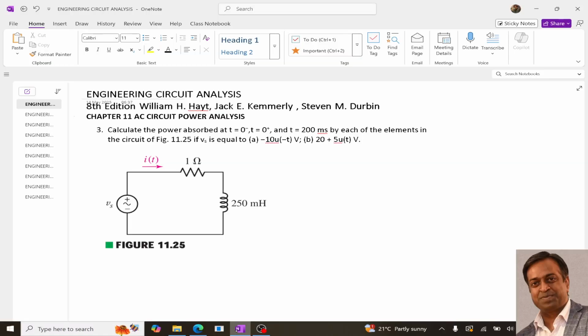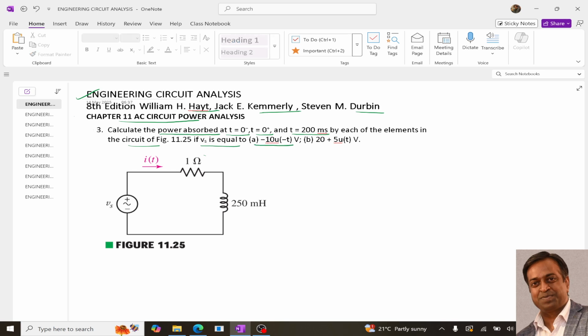Hello guys, in this video I am going to explain the solution of question number 3 from chapter 11 of the book Engineering Circuit Analysis by Hayt, Kemmerly and Durbin. In this question, we need to calculate the power absorbed at t equals 0 minus, 0 plus, and t equals 200 milliseconds by each of the elements in this circuit, given that Vs is equal to minus 10 u(-t).